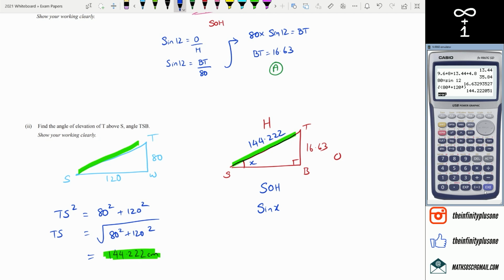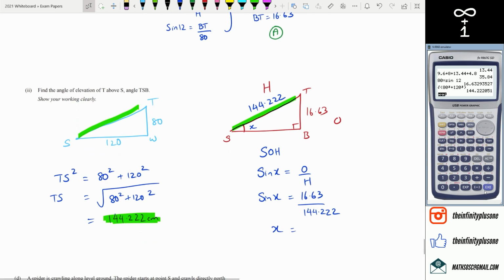So we can say sine of x equals opposite over hypotenuse. Sine of x equals 16.63 divided by 144.222. Then x is equal to inverse sine of this beautiful number, whatever that is. Let's work it out. So shift sine of 16.63 divided by 144.222, and that gives me 6.62 degrees.